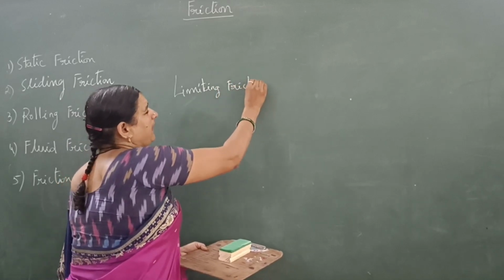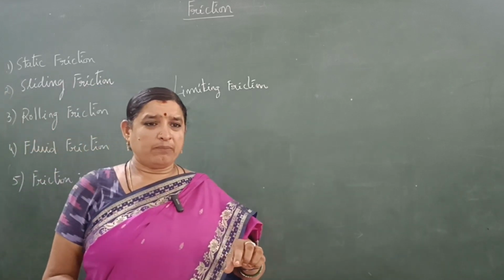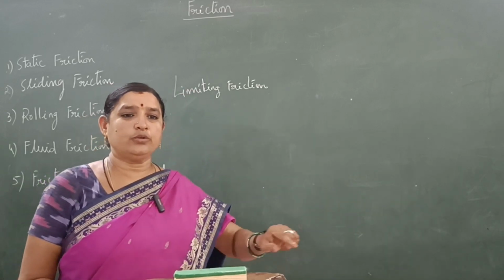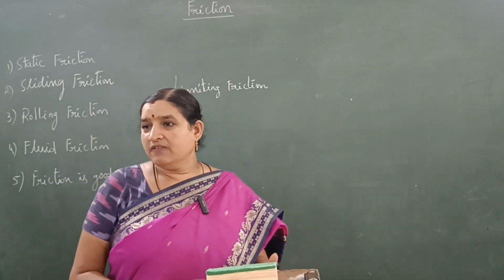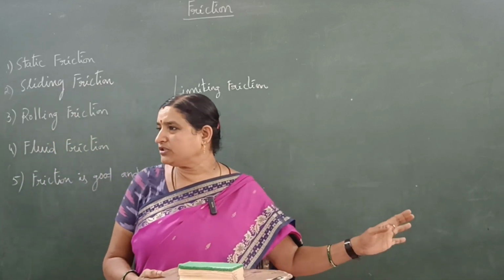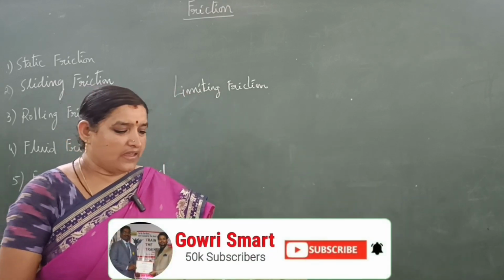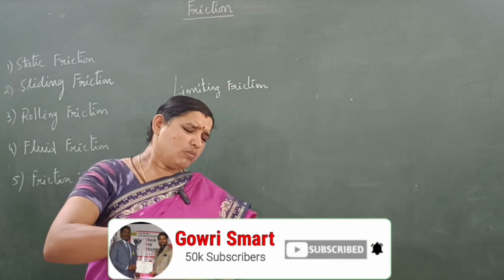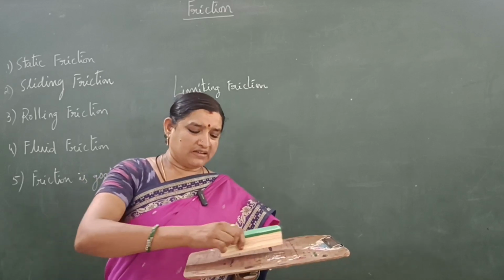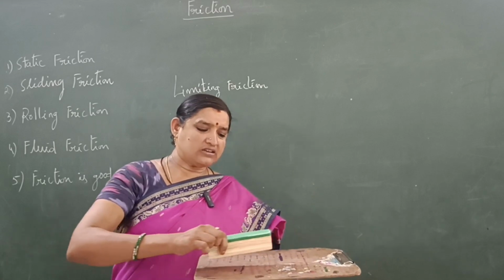If the applied force is more than the limiting force, the object starts moving. If the applied force is less than the limiting friction, the object stays in a stable position and cannot move. That is called limiting friction. When a surface moves on another surface and opposes the relative motion, this is called sliding. One surface moving on another surface is called sliding friction.